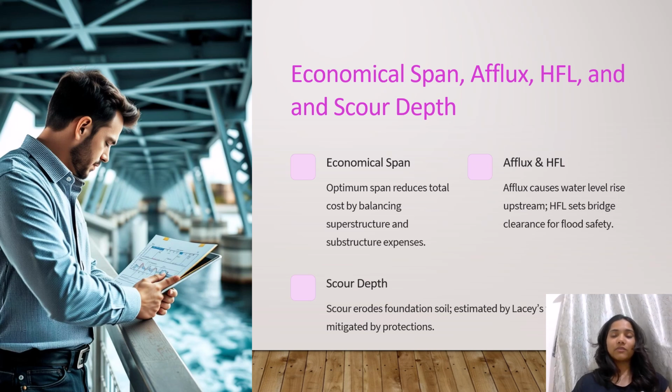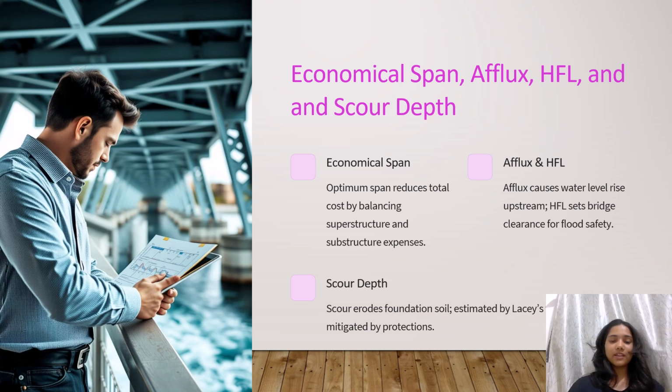Then moving on to afflux, what afflux actually means. Afflux is the rise in water level due to the bridge obstruction on the upstream side. And HFL means high flood level, the maximum water level recorded during a flood, used for setting the bridge clearance. Then scour depth. Scour depth is the depth at which water flows and erodes the soil beneath or around the foundation. This scour depth is estimated using Lacey's theory, and it can be prevented by protective works like riprap or sheet piling.